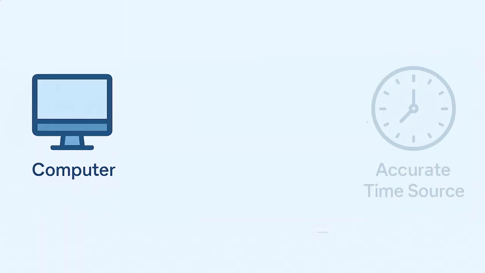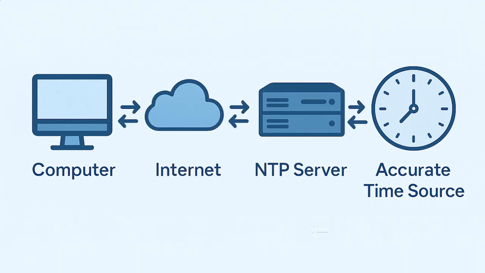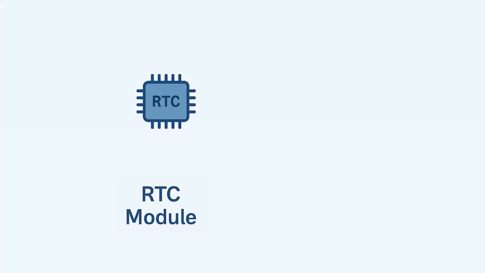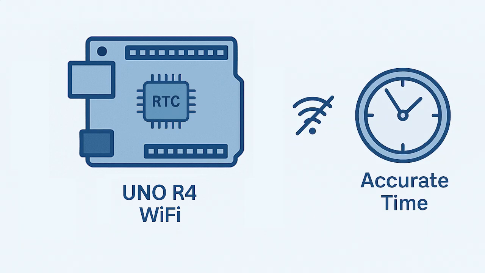NTP is the Network Time Protocol which allows computers and devices to synchronize to a very accurate clock via the internet. RTC is the real-time clock module which is built into the UNO R4 Wi-Fi board, allowing for accurate time measurement with minimal drift, meaning the clock will run without internet access once the time is set, as we will see later in this video.